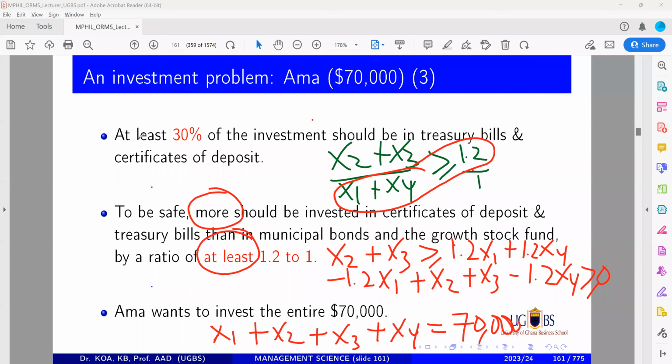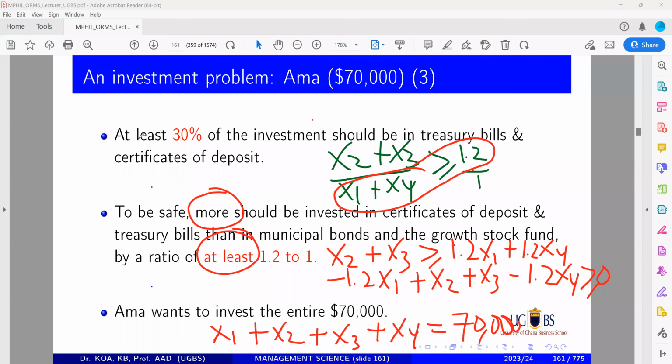Doc, in an examination, if one ignores this last constraint, will it have any impact? Because I was thinking that the sentence "Amma wants to invest the entire 70" is referring to the entire available resource for investment. Therefore, what is the entire available resource for investment? Please use that word. I'm referring to the 70,000, Chief.